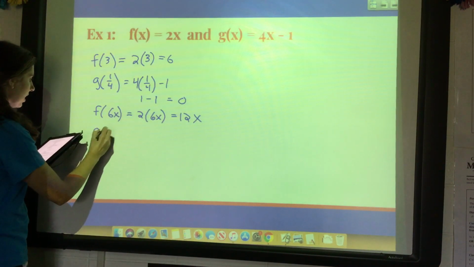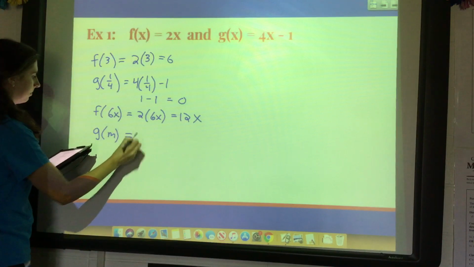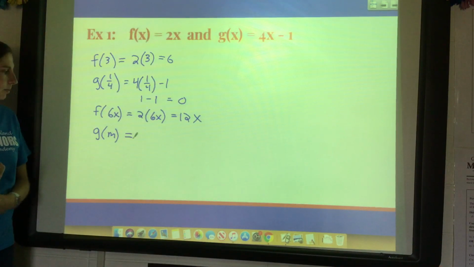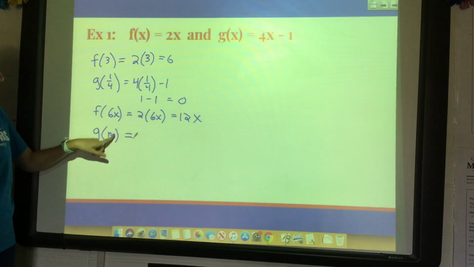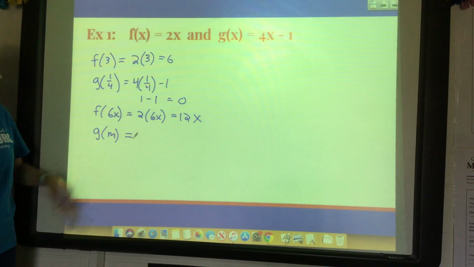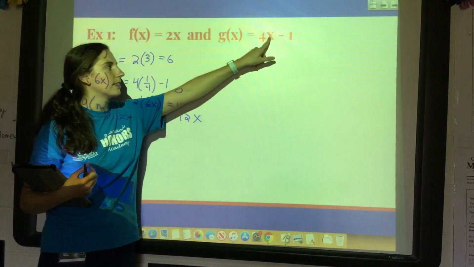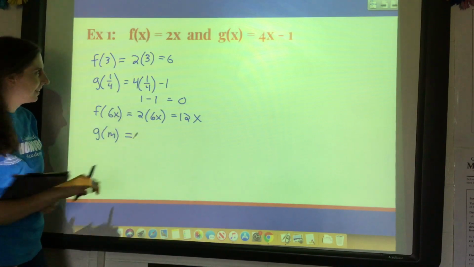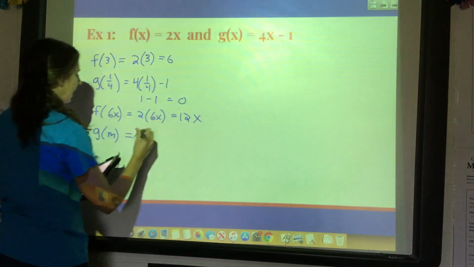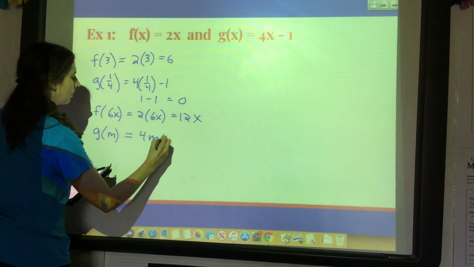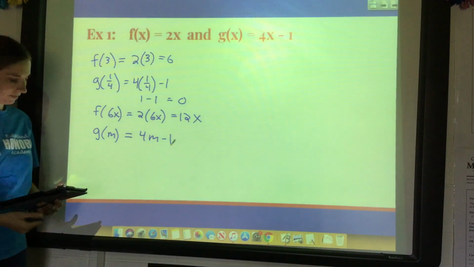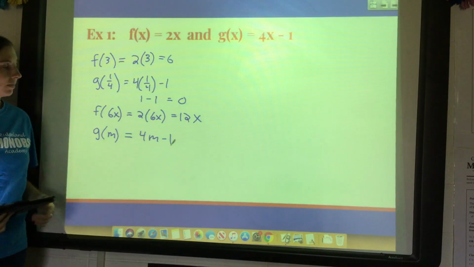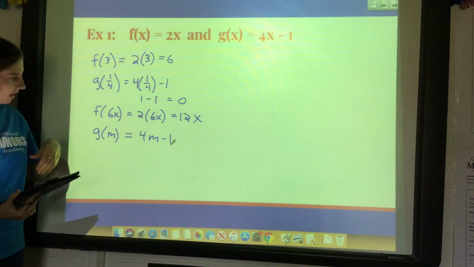Let's do g of m. This means take your function g, and the input should be m. Basically, I'm just replacing these x's with an m. So instead of x, I'm putting m. That's my output, because I can't simplify that at all.